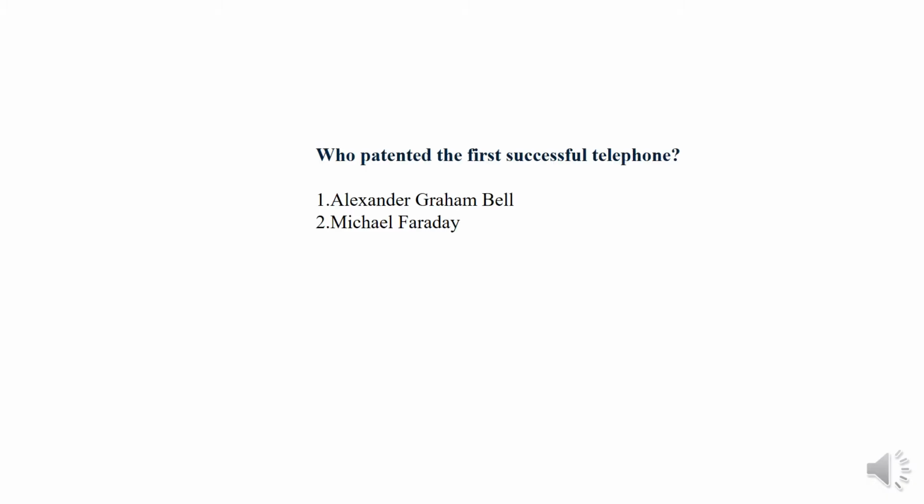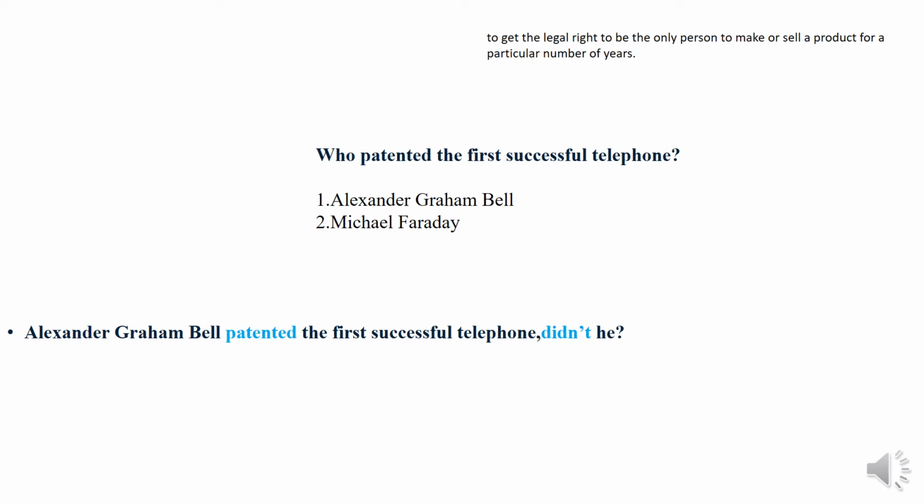So here let's do some quiz to test your scientific knowledge. Who patented the first successful telephone? Was it Alexander Graham Bell or Michael Faraday? Patented means to get the legal right to be the only person or company to make or sell a product for a particular number of years. So the answer is Alexander Graham Bell patented the first successful telephone.